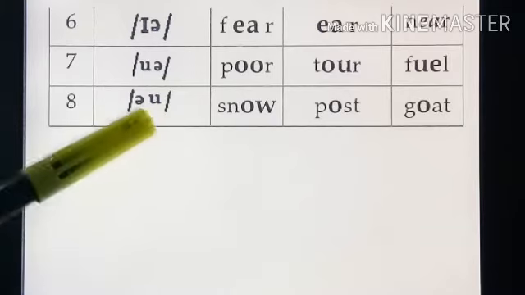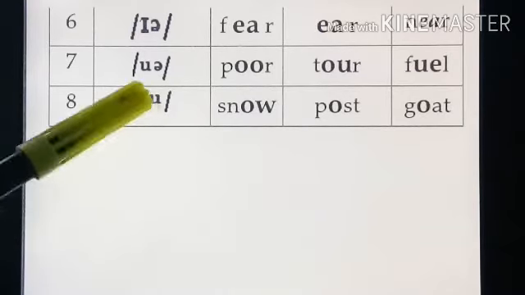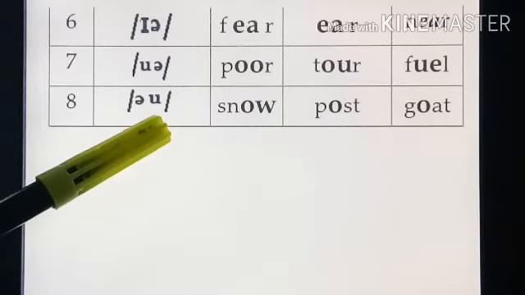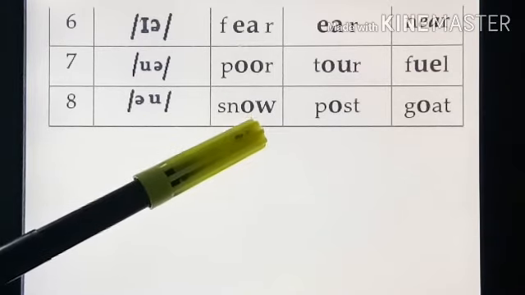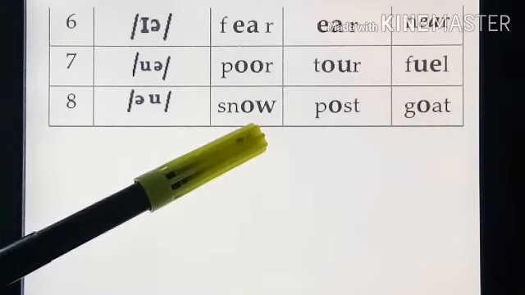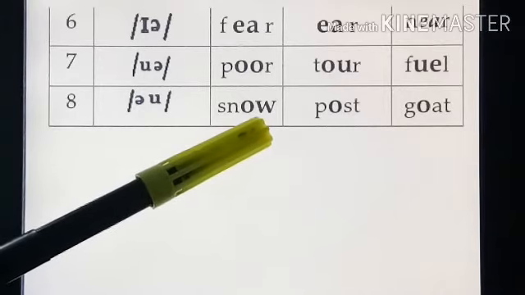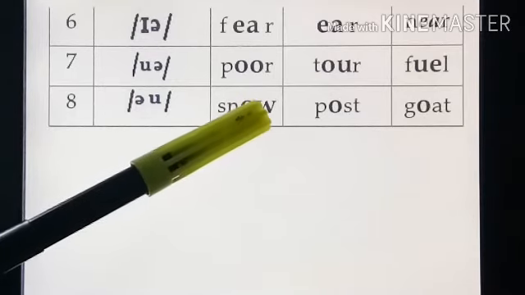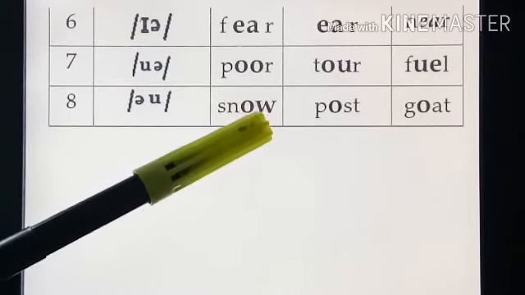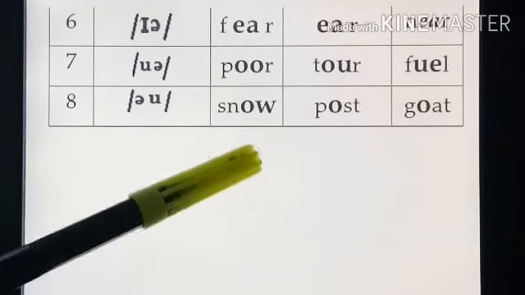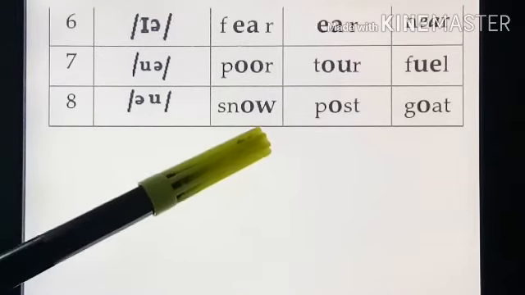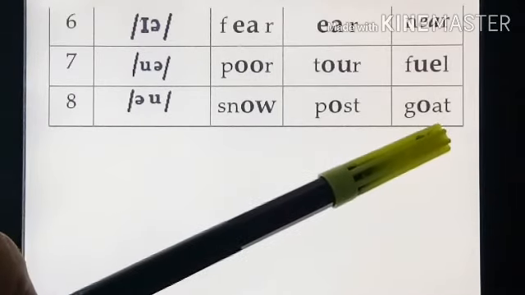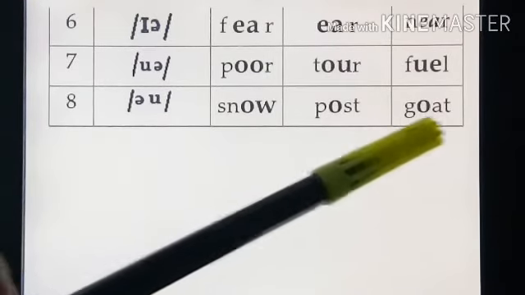Next one is O and oo. This is O. We can see this in the word S-N-O-W, snow. Here we have to remember very clearly that there is no such sound like the pure O, as we have in our mother tongue. In such a place, this sound comes. Snow, post and goat.